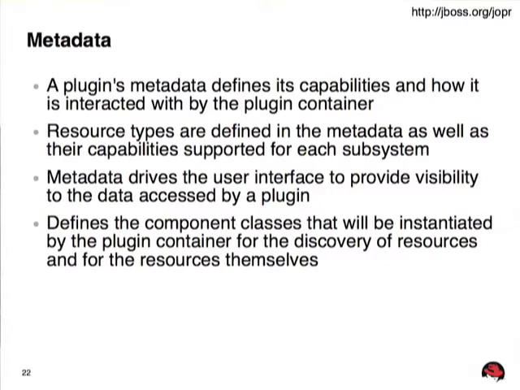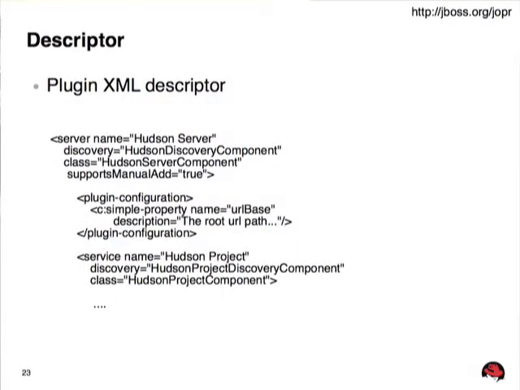The way that we get the metadata from the plugin is an XML descriptor. We've got a schema for this, and you basically define your resource types. In this case, we've got a server. Again, it's the Hudson server example, and we tie it together with some information about how to find the Hudson server, what URL we'll be talking to, etc. And then we've got projects defined underneath. So that's the example.